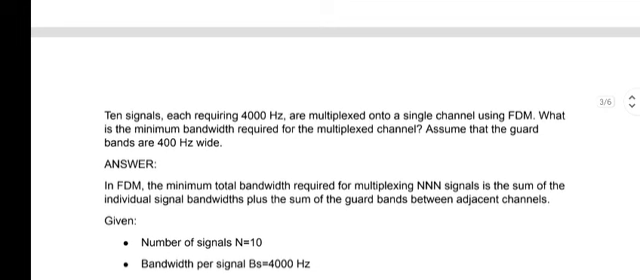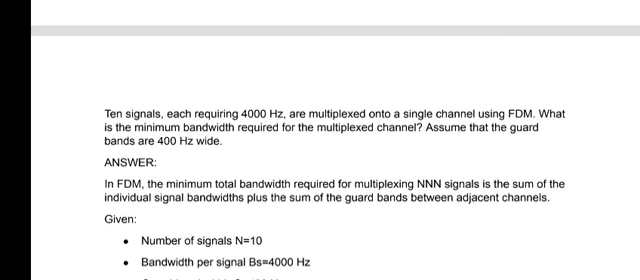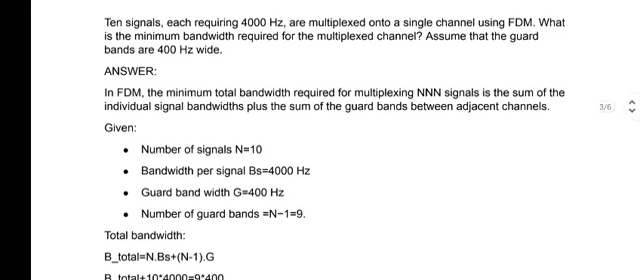Fourth question. 10 signals, each requiring 4000 Hz, are multiplexed onto a single channel using FDM. What is the minimum bandwidth required for the multiplexed channel? Assume that the guard band is 400 Hz wide. Answer. In FDM, the minimum total bandwidth required for multiplexing n signals is the sum of individual signal bandwidths plus the sum of the guard bands between adjacent channels.